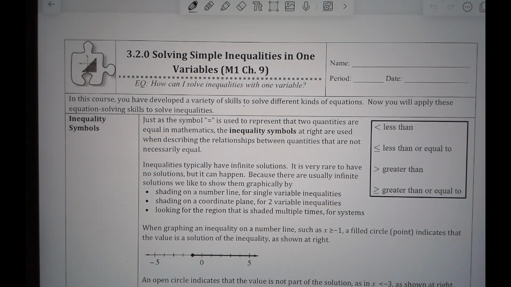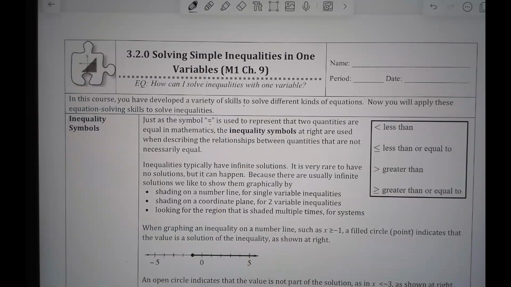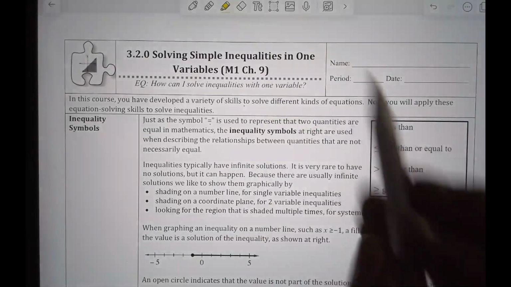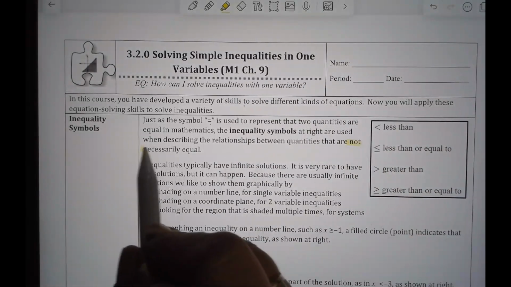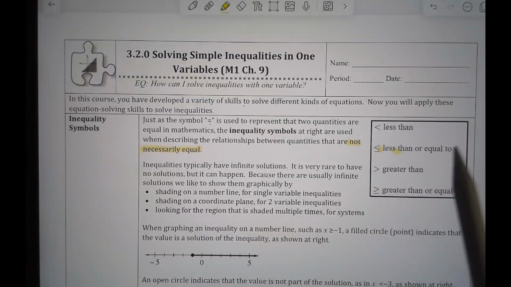Okay, today we're going to review how we solve inequalities in one variable. So remember that we use an equal sign when we're going to do equations, an inequality symbol when we're showing a relationship between quantities that are not equal, or sometimes it could be equal or greater than. So like here, less than or equal to.